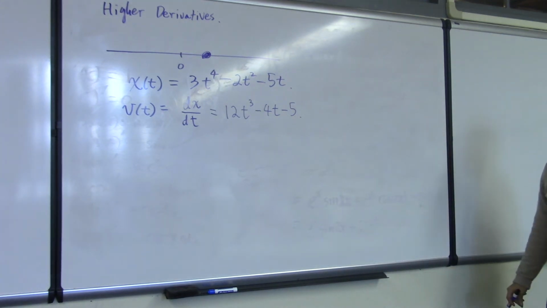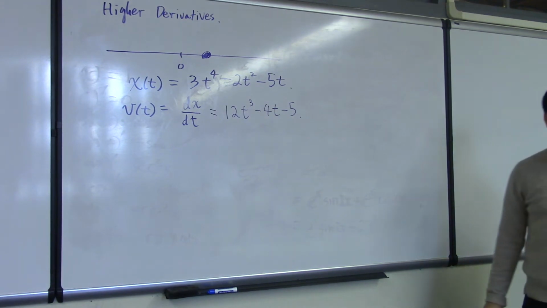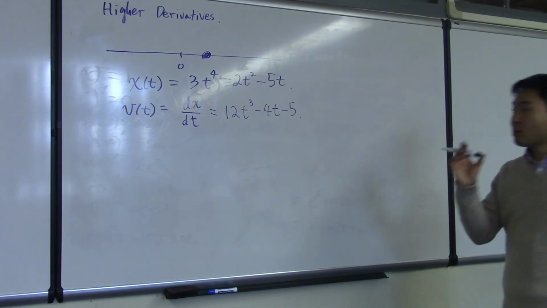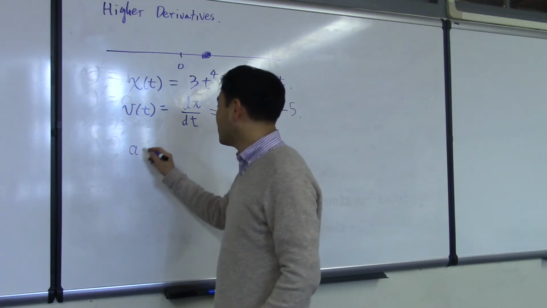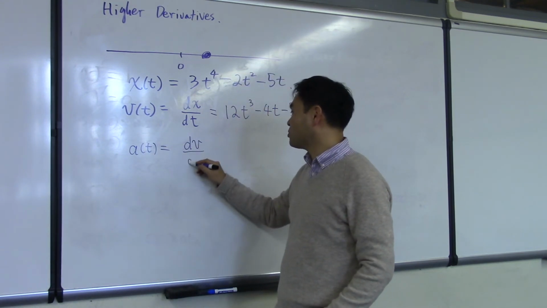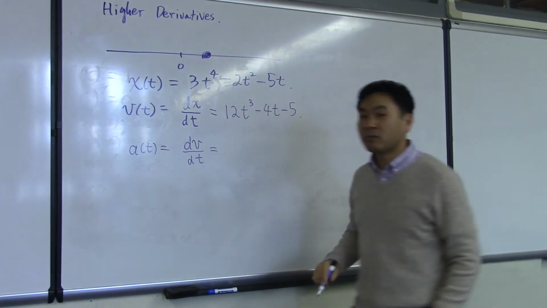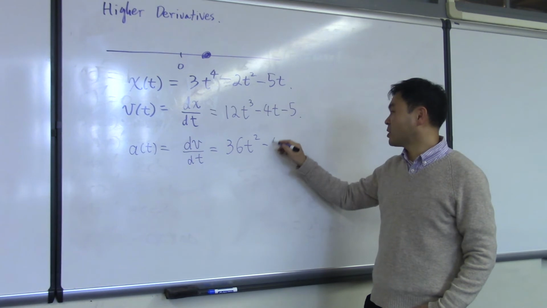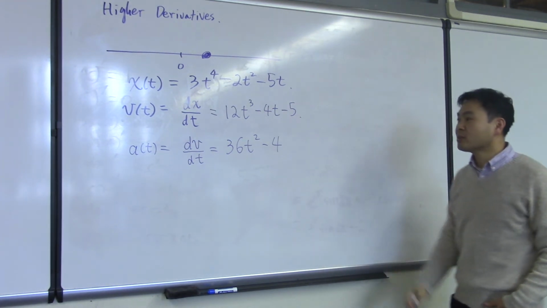Now, if you have the velocity, then you can again ask the same kind of question for the velocity. How fast is the velocity changing with respect to time? What is that called? Acceleration. So acceleration is the rate of change of the velocity with respect to time. And therefore, you differentiate this, which is 36t squared minus 4. That's the acceleration.